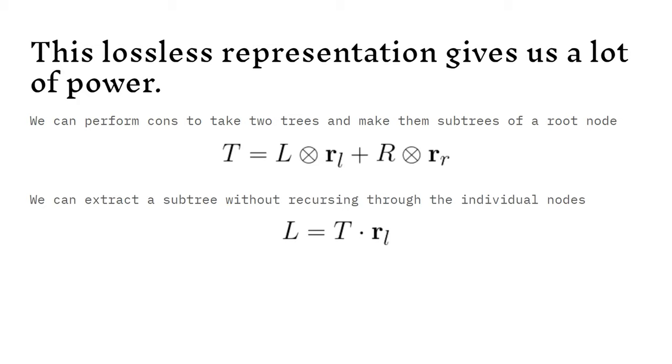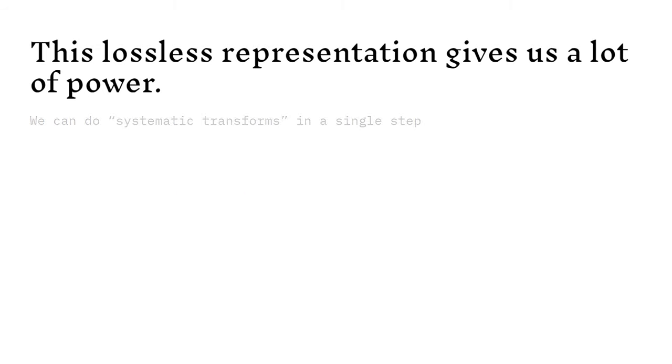If you had, say, your typical computer science node representation of a tree, and you wanted to, for example, delete it, you'd have to recurse. Here we can extract, subtract, et cetera, without recursing, simply by unbinding the role vector for the position we're interested in looking at. And that will get us the whole substructure, not just the top level. Finally, we can do systematic transformations in a single step.